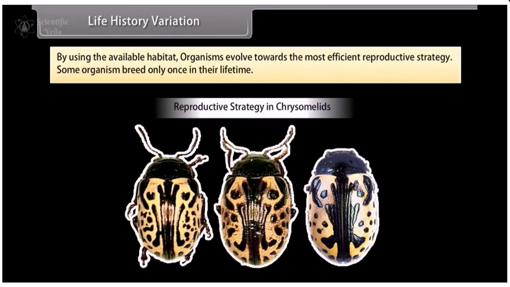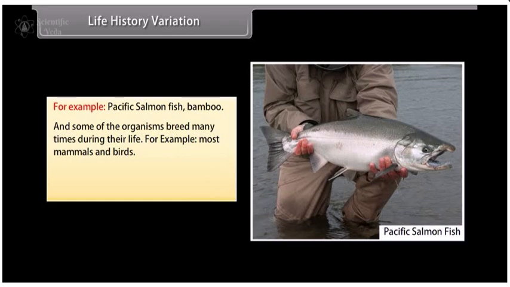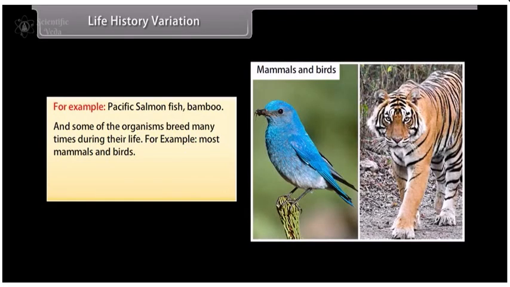Life history variation. By using the available habitat, organisms evolved towards the most efficient reproductive strategy. Some organisms breed only once in their lifetime, for example, Pacific salmon fish and bamboo. And some organisms breed many times during their life, for example, most mammals and birds. The evolution of an organism depends upon biotic and abiotic factors.